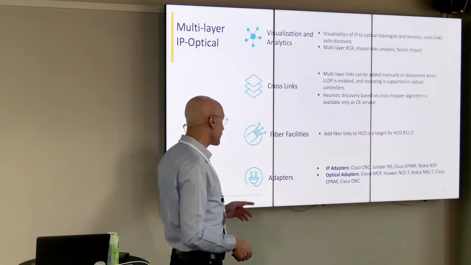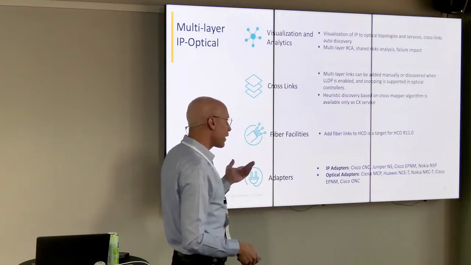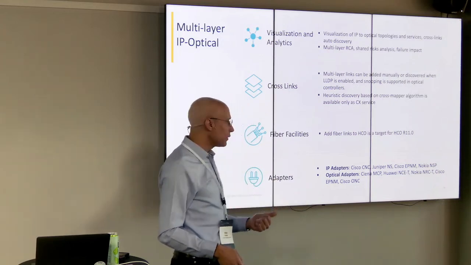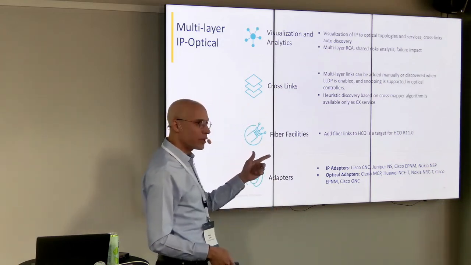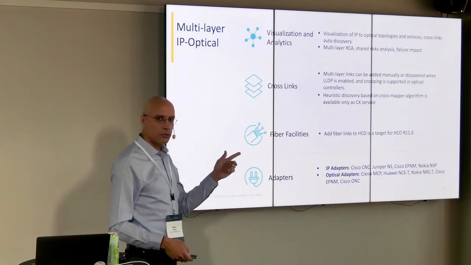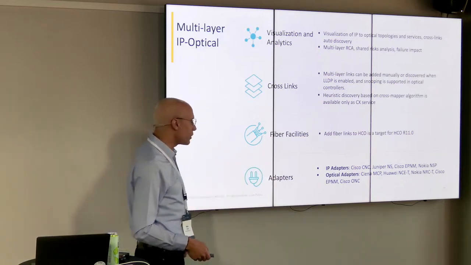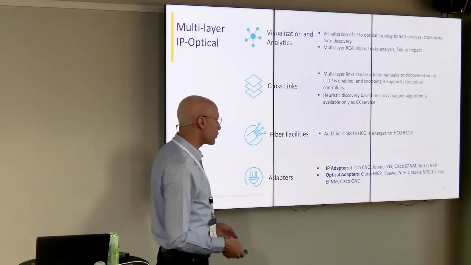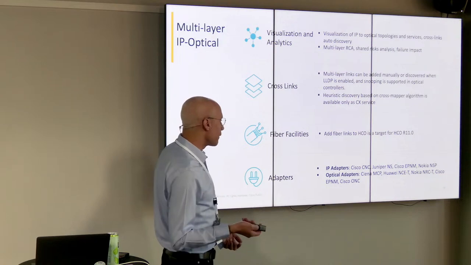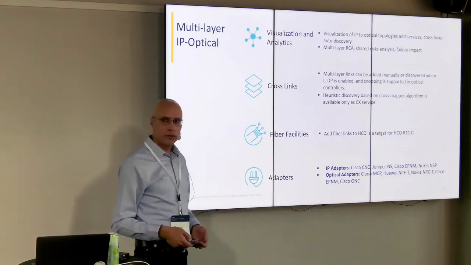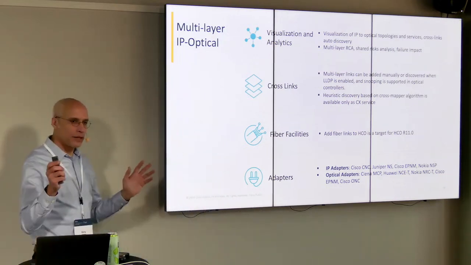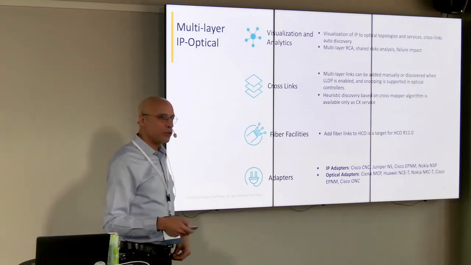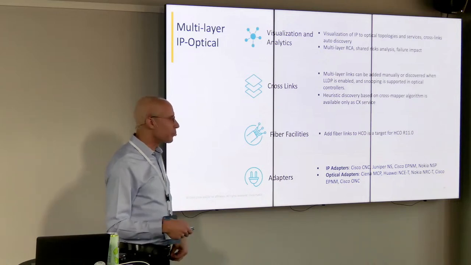And the adapters that we have already supported actually cover most of the networks today, starting with the Cisco CNC. We covered Juniper already. We covered the Cisco EPNM, Cisco NMS for those customers who deployed the Cisco EPNM. We covered Nokia. And for the optical adapters, we covered Cisco, Ciena, Huawei, and Nokia. So that's a very big coverage, I think, of networks today. And we're adding more and more adapters when we have more deployments.